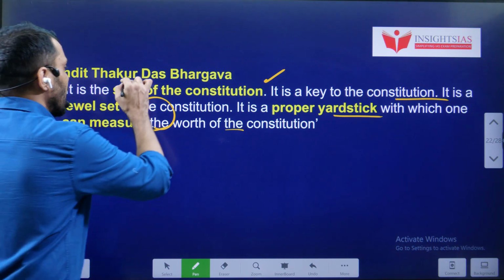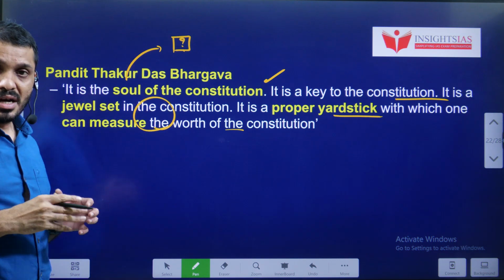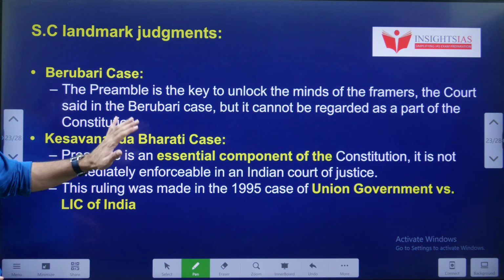Tell me, students, according to B.R. Ambedkar, which article of the Indian Constitution is considered the heart and soul of the Constitution? Tell me. Next, Supreme Court landmark judgments.